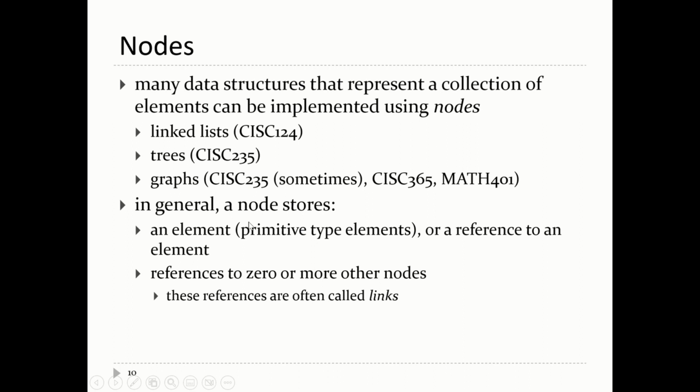OK, so in general, when you have a node, it stores two things. So in Java, you would store a reference to an element, and you would store a reference to another node. In C, you would normally store a pointer to an element and a pointer to the next node, or a pointer to one or more other nodes. The generic term for the references to the other nodes is links.